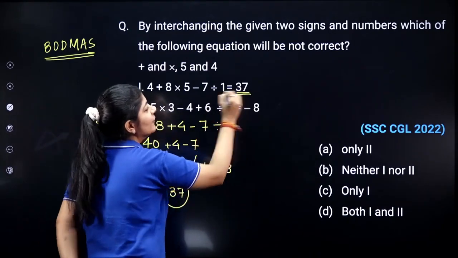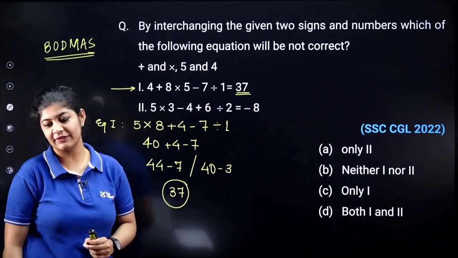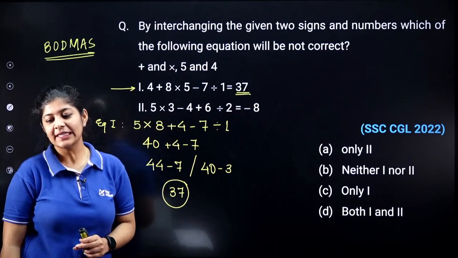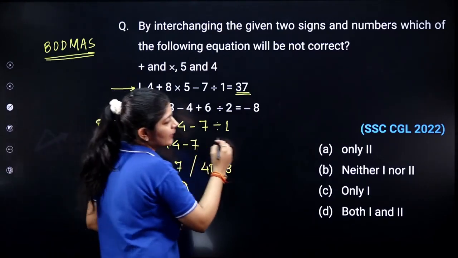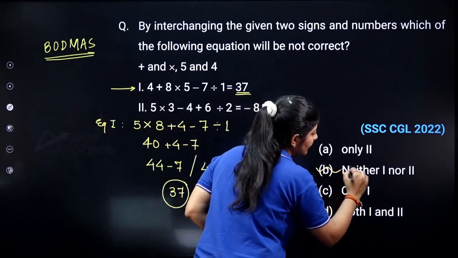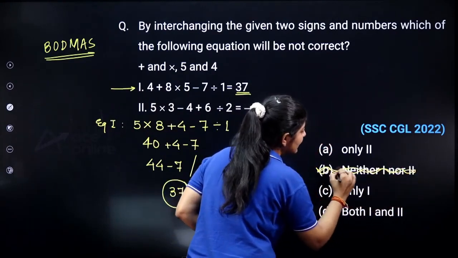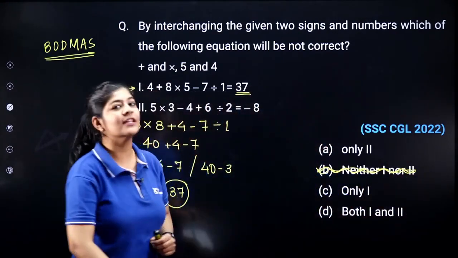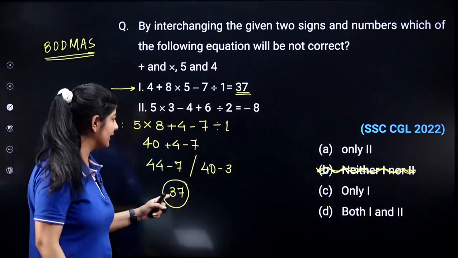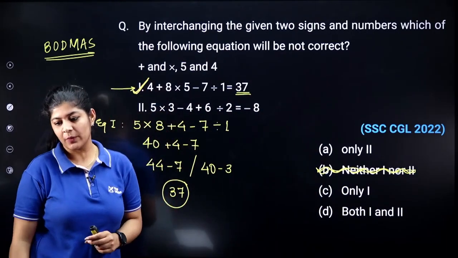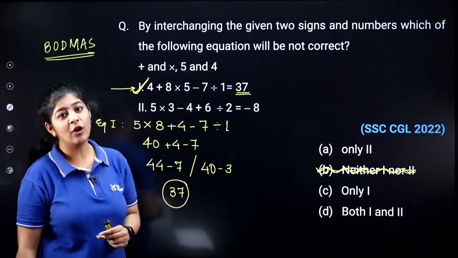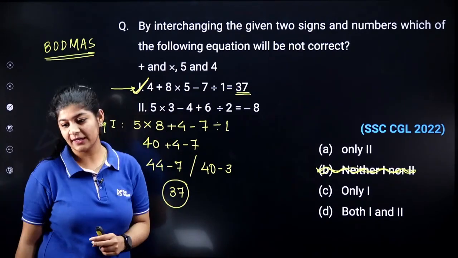And here what I am having? I am having 37 only. So what we will do? We will say that option number B is eliminated, because option number B is saying that neither 1 nor 2 is correct. But here we are getting our equation number 1 as the correct one. We are getting our option number A, or the equation number A, as the correct one.